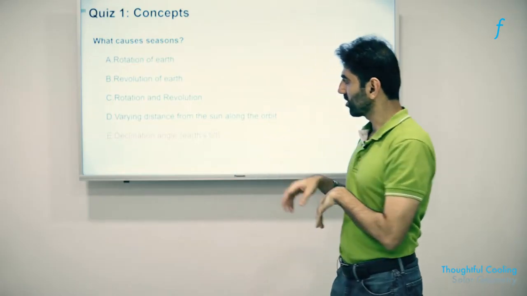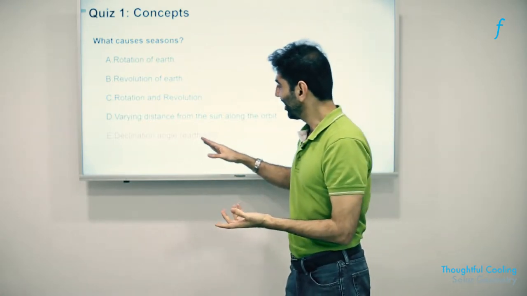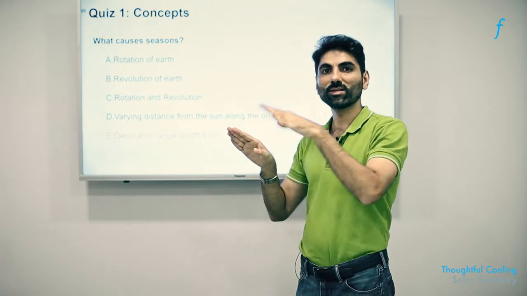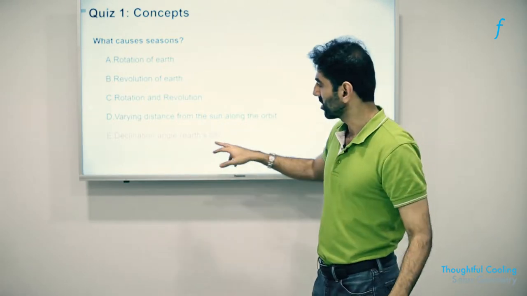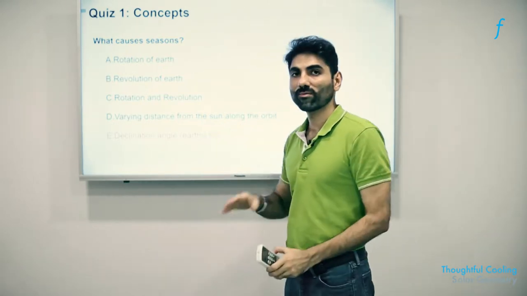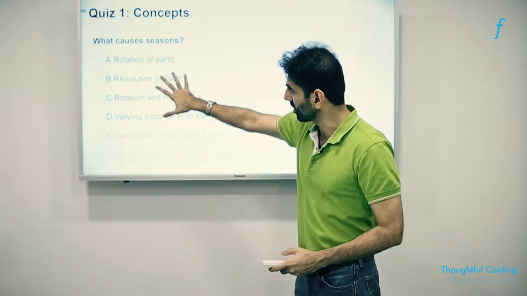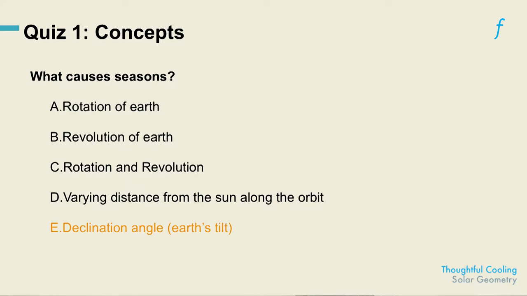So what we're trying to allude to over here is that we need some amount of asymmetry for one day to be distinguishable from another. And that is the consequence of the Earth's tilt. So we'll explore this idea a little bit further. So it's none of these other reasons. It's only the declination angle of the Earth which causes seasons for the same location.